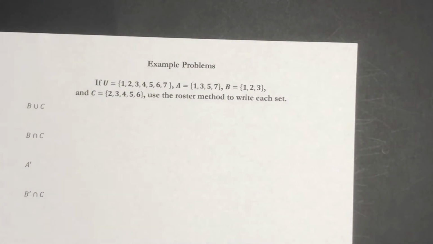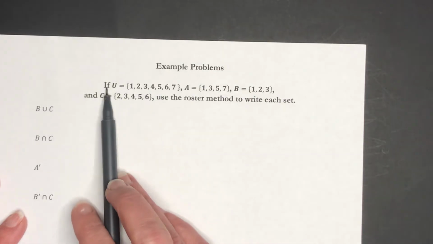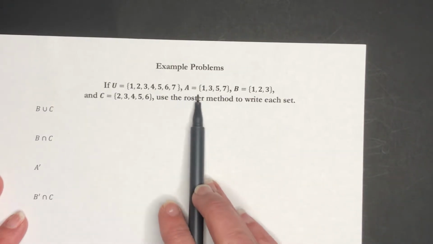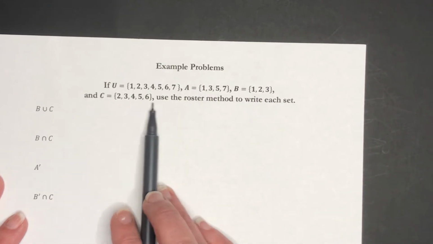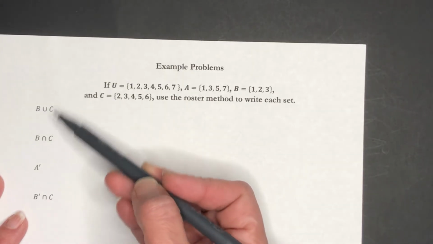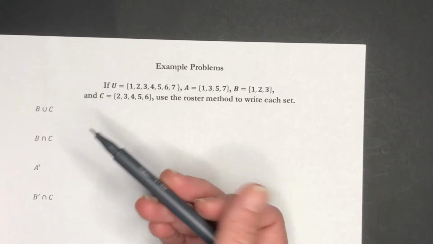So, some bigger example problems. Here are my sets that are given to me. 1, 2, 3, 4, 5, 6, 7, 1, 3, 5, 7, 1, 2, 3, 2, 3, 4, 5, 6. We're supposed to use the roster method to write down each set. So here I have B union C, I have B intersected with C.